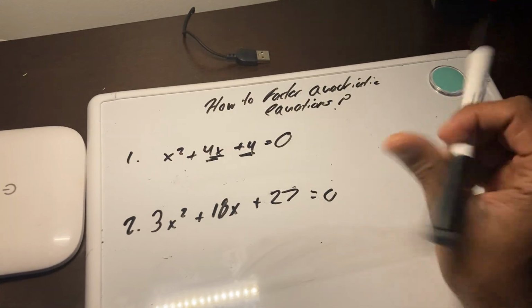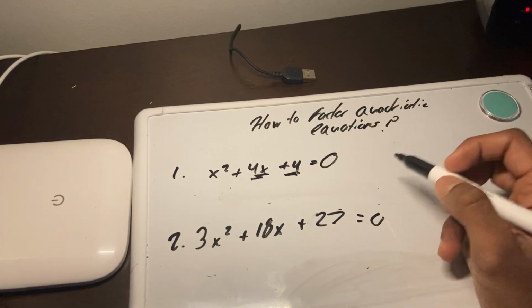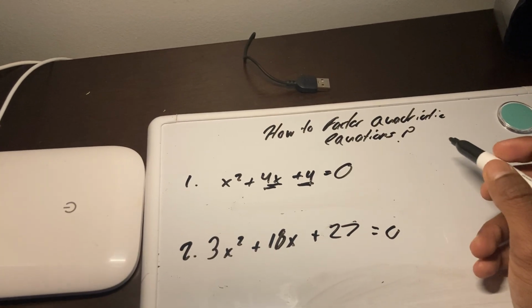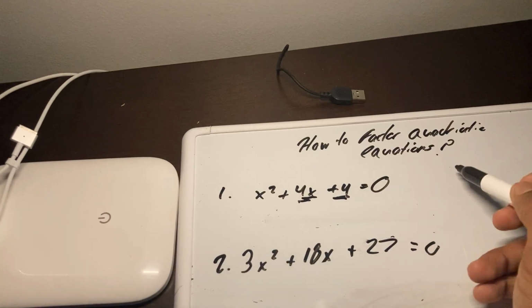Morning, guys. We're going to talk about how to factor quadratic equations in this lesson. It's not that hard. It's really easy, in fact. So let's start. With the first equation, we've got x squared plus 4x plus 4 equals 0.